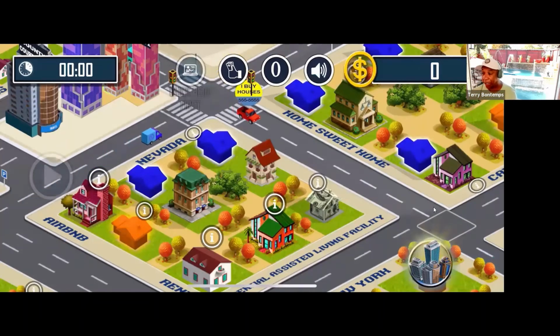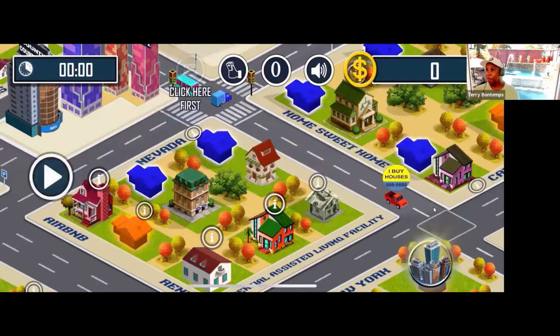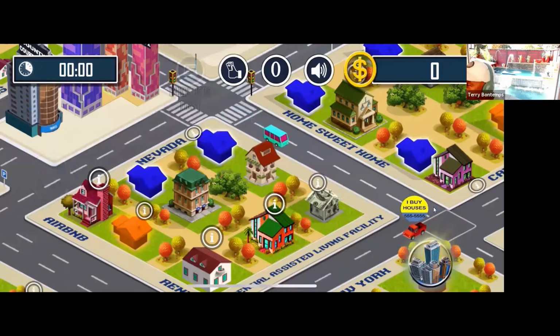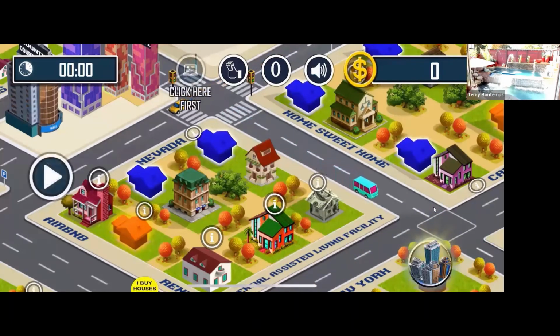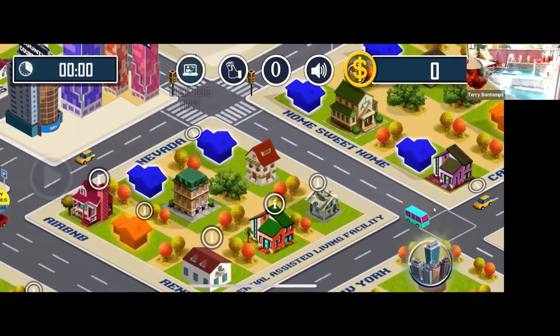ARV times 70% minus repairs. You have to know both formulas. If you're a wholesaler, you've got to know how to bring me houses that I want that will make me money, and I will gladly give you a fee. In my game, it's 5,000.